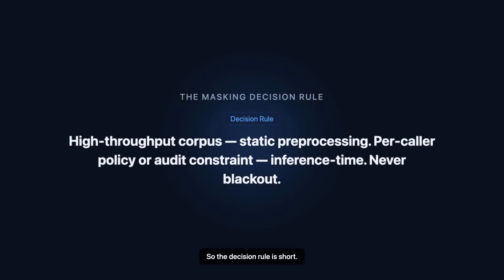So the decision rule is short: high throughput corpus, bounded scope, static preprocessing, per caller policy that varies, or an audit constraint that requires the raw copy to stay raw, inference-time masking through the gateway. Blackout is never the answer. If a scenario question asks you to choose, map it to throughput first, then check whether the rules differ per caller.